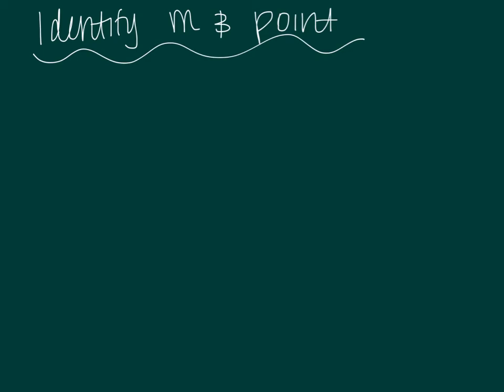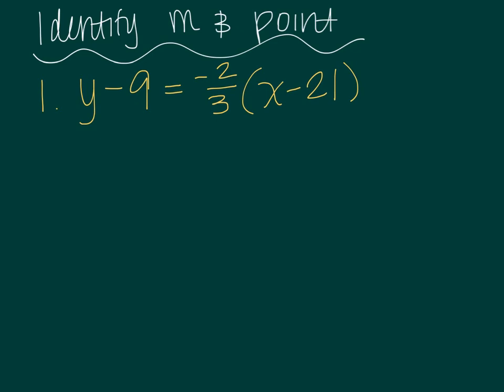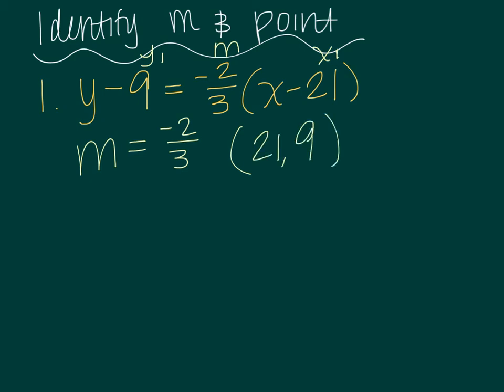Now I'm going to give you an equation in point slope form, and I want you to identify the m and the point given. If it helps you, right above I would maybe put y1, m, and x1 above where you would plug those things in. So now all we have to do is say, well, my m is negative 2/3, so that's my slope. And my point here, remember, it's always the opposite of what you see. So here we see a negative 21, so it's going to become positive 21, comma, positive 9.